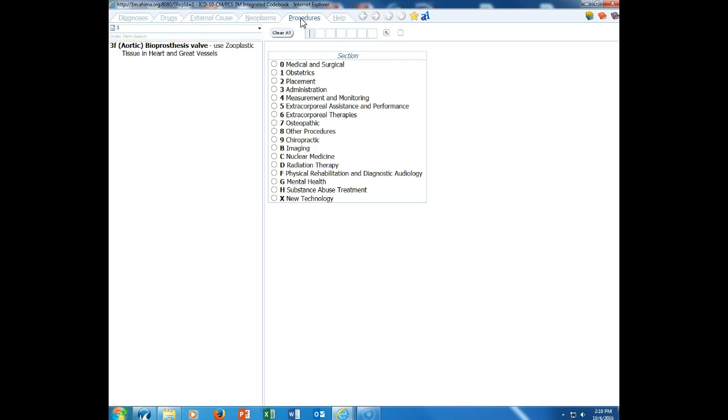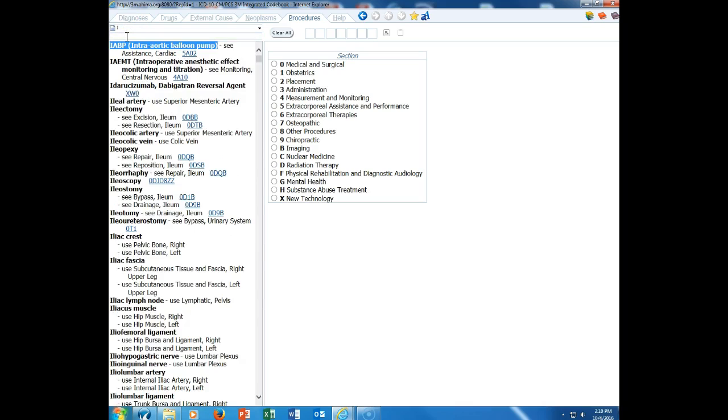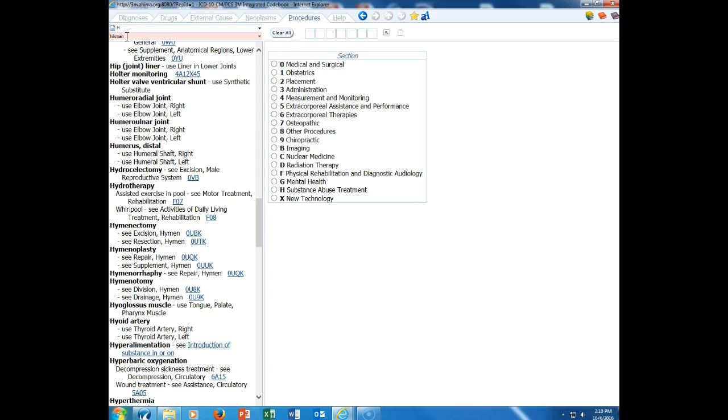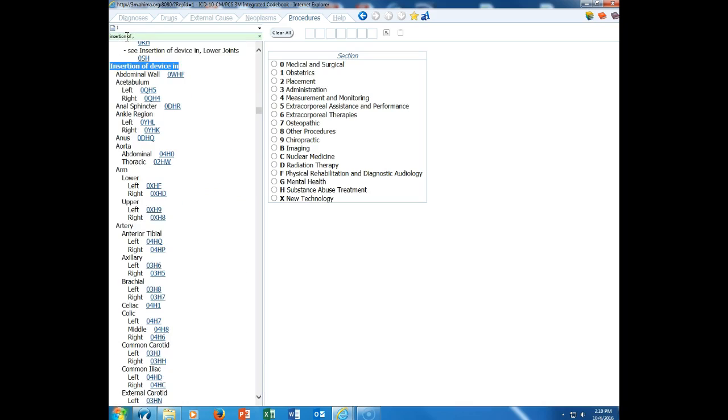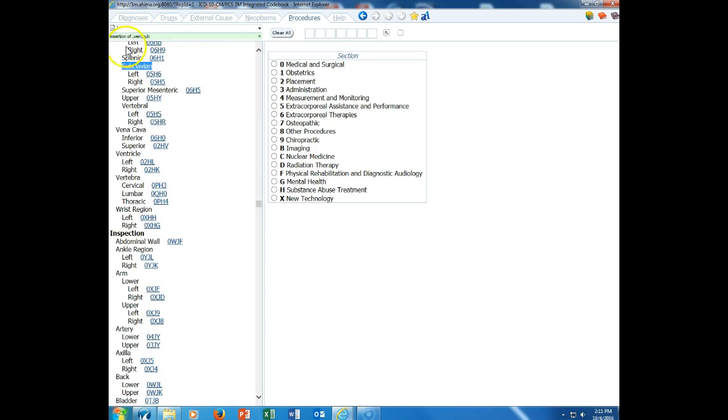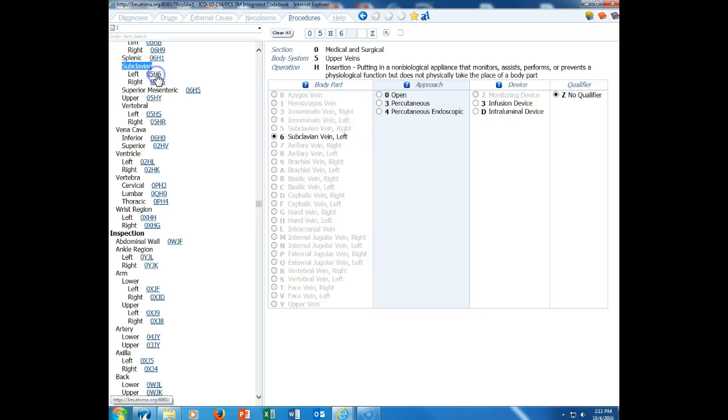Then we are inserting a device in the subclavian vein. We can't type in Hickman catheter or catheter, so we're going to do insertion of device in vein, subclavian. And which subclavian? It was the left. So we choose 05H6.